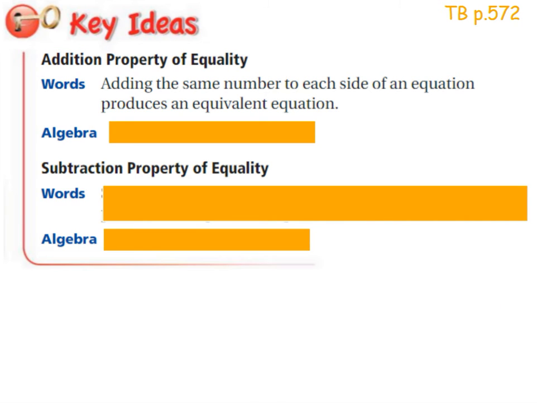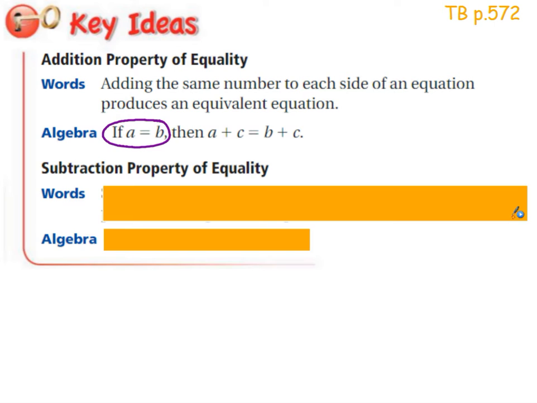So today we'll be working with the addition and subtraction properties of equality. This simply means that when you add the same number to each side, the equation remains in balance, or remains equal. So if A is equal to B, then A plus C is going to equal B plus C, because back at the beginning we were told that A is equal to B.